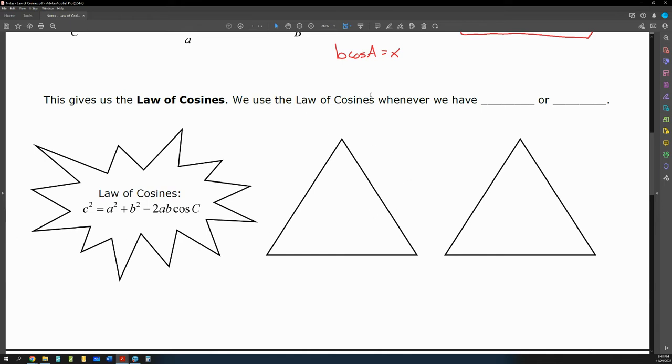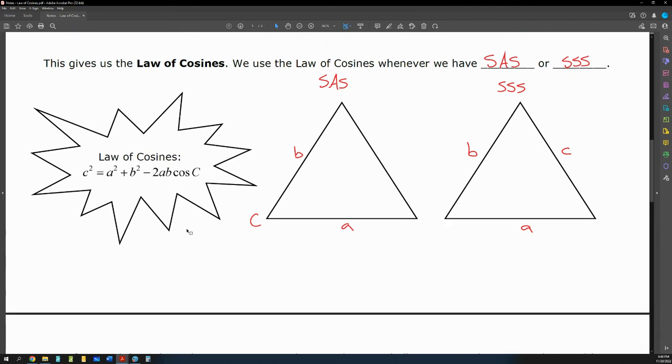Okay, so we can use the law of cosines whenever we have two sides and the included angle, or side angle side, or when we have all three side lengths. So what this might look like is if we have, so we'll say side angle side, that would be two side lengths. We'll call those A and B, and then the included angle, the angle right in between, we'll call that angle C. It also works for side, side, side, and that's if we have all three side lengths, A, B, and C. We can use the law of cosines to solve for any of those angles, okay? If we have any of these two situations, side angle side or side side side, we can use the law of cosines to solve the triangle, okay?